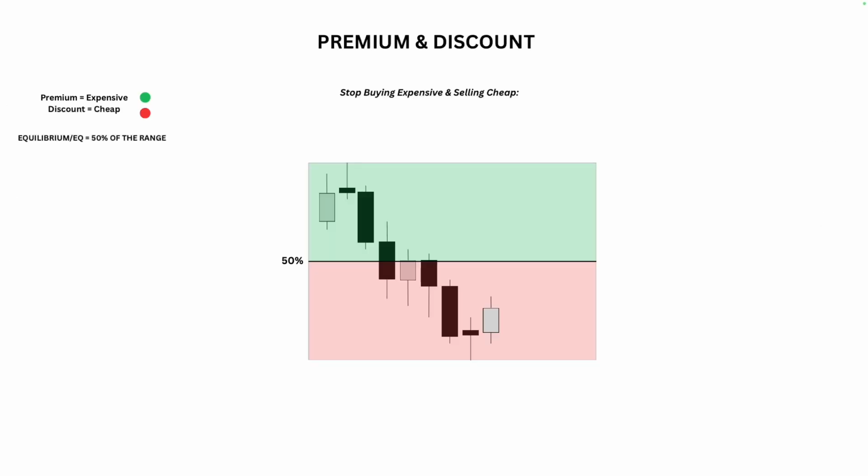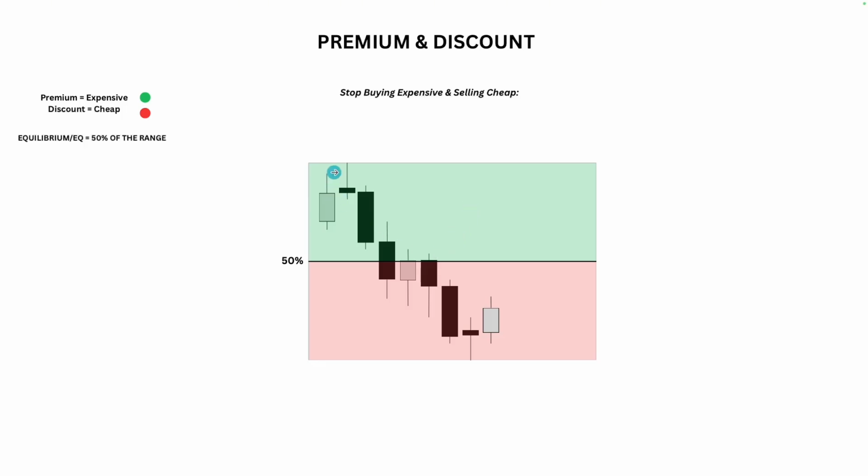So in this PDF example, you can see that we have a range here from this swing high down to this swing low, and price is currently sitting inside this shaded area below this 50% level, which will be your discount, or the cheap level of the range. Here you also can see that we have a green shaded area above the 50% level, and that is going to be your premium, or the expensive side of the range.